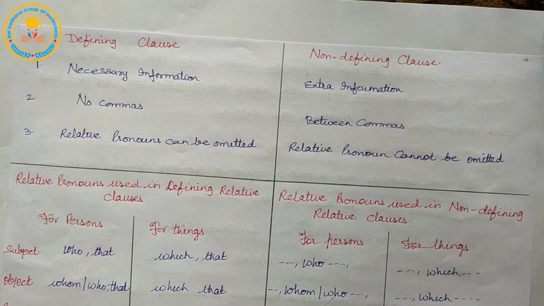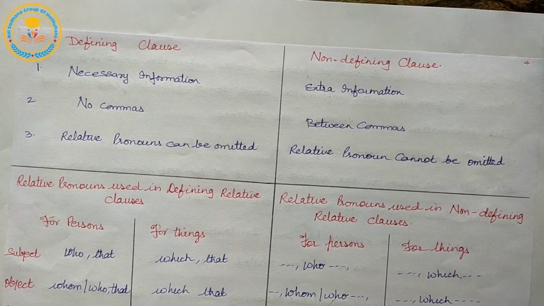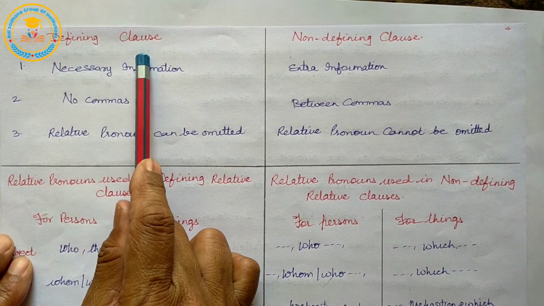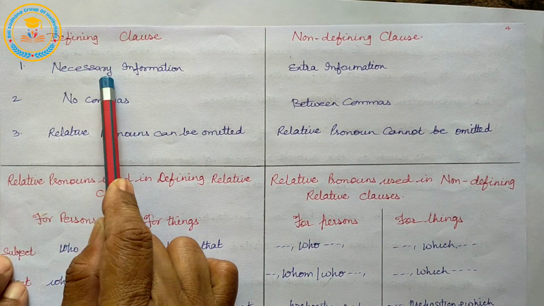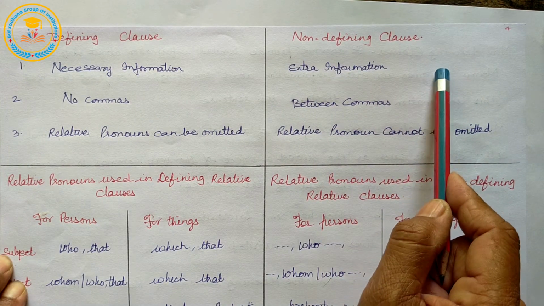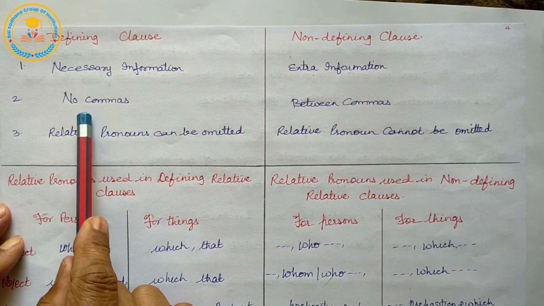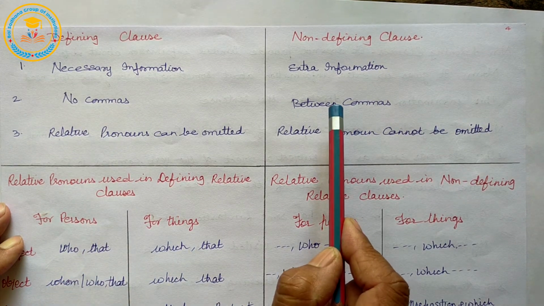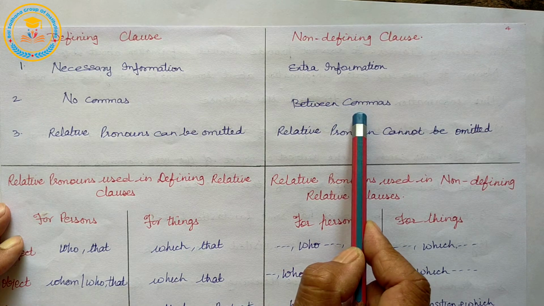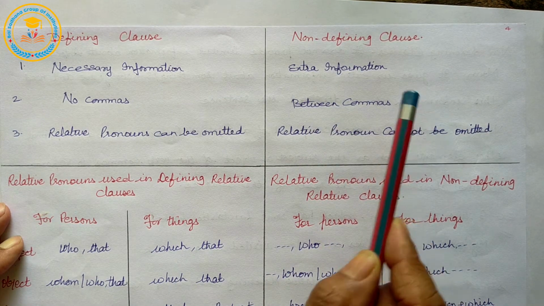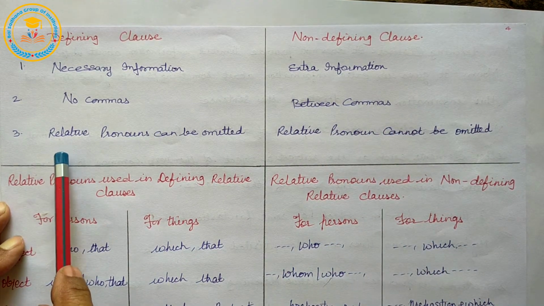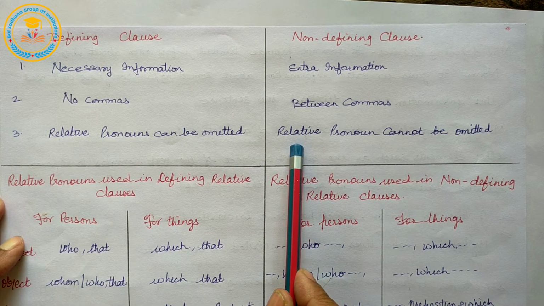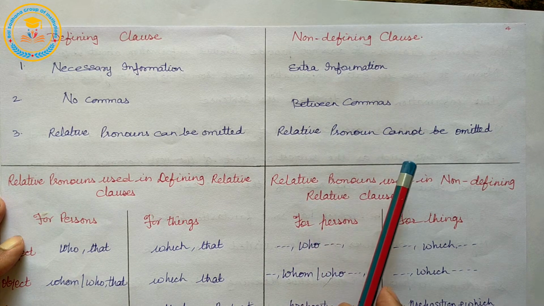So, let us see the differences. A quick glance over the differences between defining clauses and non-defining clauses. First, a defining clause gives necessary information and a non-defining clause gives extra information. No commas are used in a defining clause. In a non-defining clause, we use commas and the statement is between commas. In a defining clause, relative pronouns can be omitted. In non-defining clauses, relative pronouns cannot be omitted.